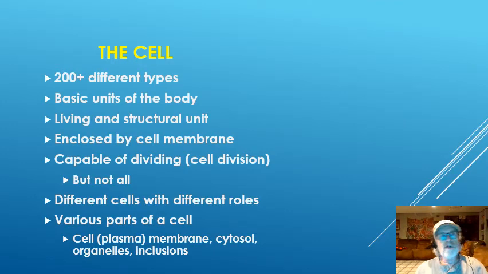You have liver cells, brain cells, smooth muscle cells, skeletal muscle cells, cardiac muscle cells, and cells on the inside lining of the intestine. You have kidney cells, and many different types of connective tissue cells: tendon cells, ligament cells, cartilage cells, bone cells, blood cells. All these are different types of cells, and we'll be talking about most of those during the course of the semester.